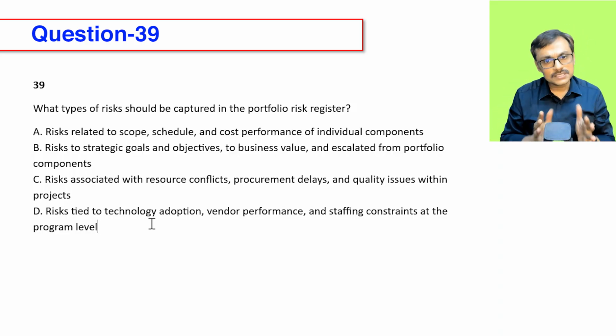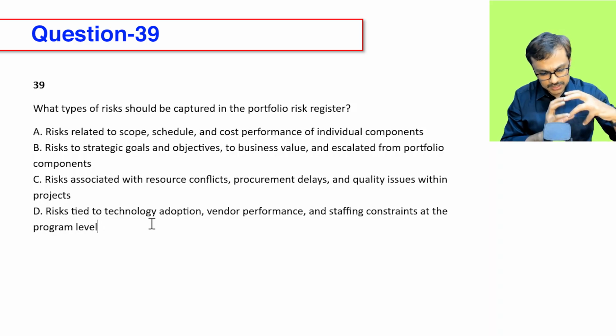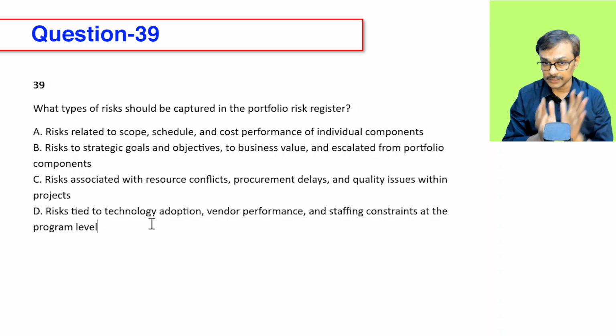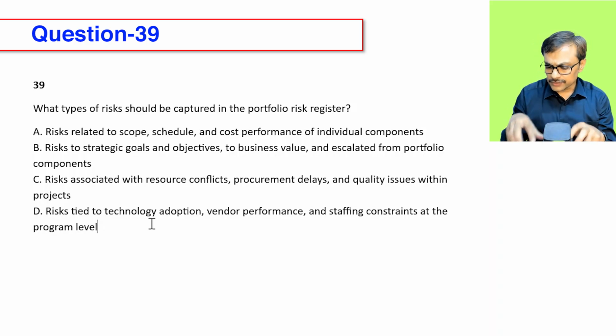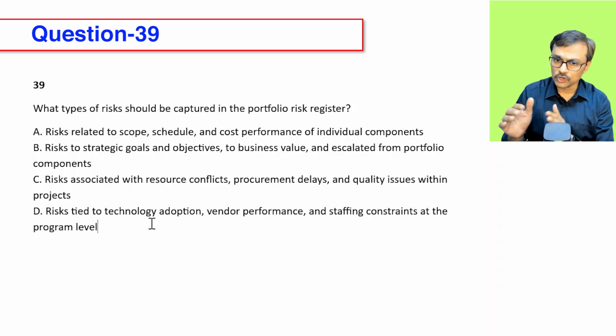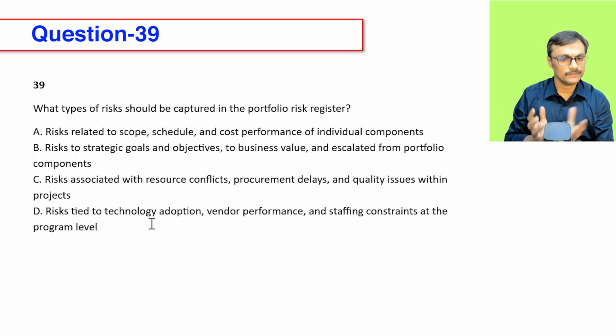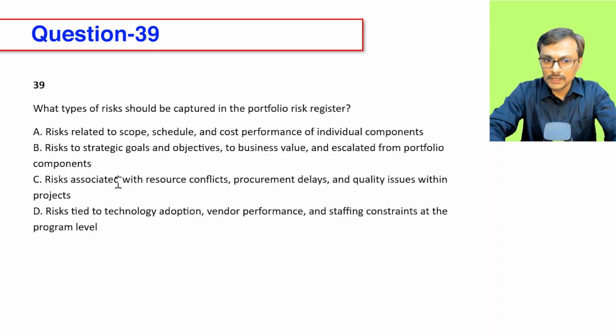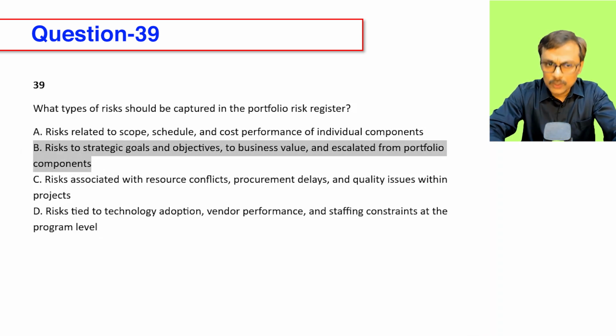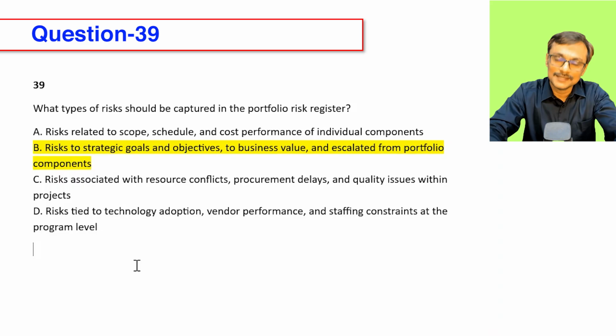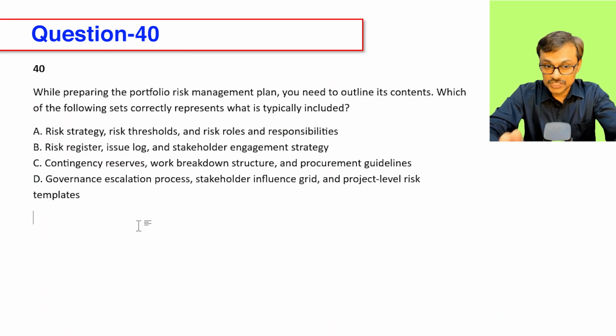My major focus is strategy. So I need to make sure strategy-related risks are there at a portfolio level, and the risks which might be impacting multiple components and which may derail our strategic objective should be there. And something which is getting escalated because we have set a set of thresholds there can also be there. So that way, option B represents a good explanation of the type of risk you see in a portfolio risk register.